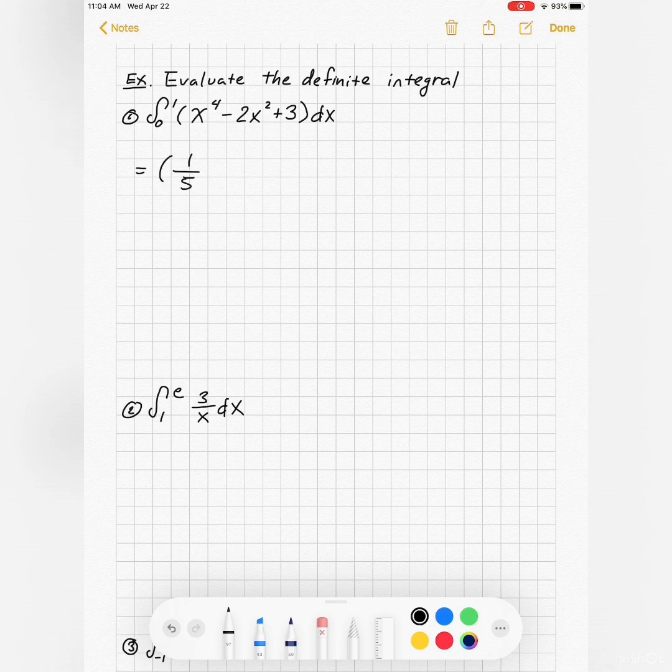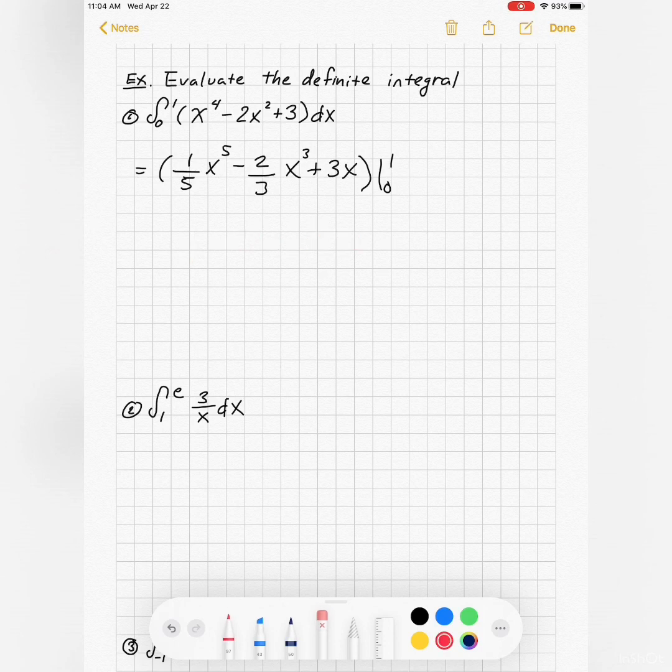So what is that? A fifth x to the fifth minus 2/3 x cubed plus 3x. Check and make sure I got that right. 5 would come down. 5 times a fifth is 1. x to the fourth minus 2x squared plus 3. Looks like it.